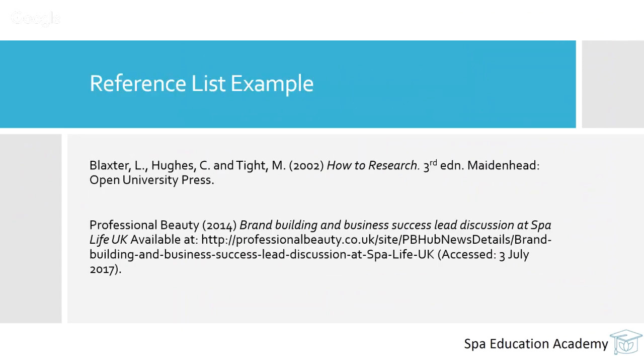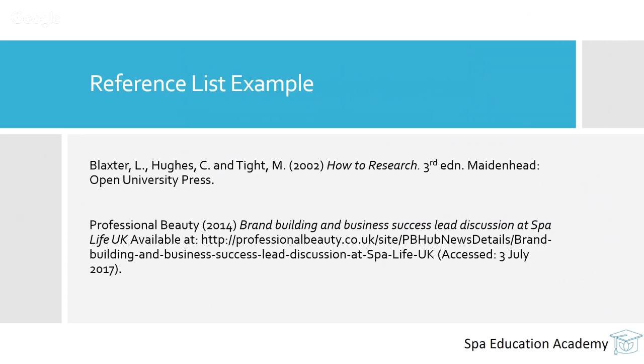Here is an example of a reference list. So you'll put the title, Reference List. The first example is from a book, and the second one is from a website. So the first one you can see we've got Blackster L, Hughes C, and Tite M. So we haven't got the person's first name. We start with their surname and we just put their initial. We use a full stop and a comma.